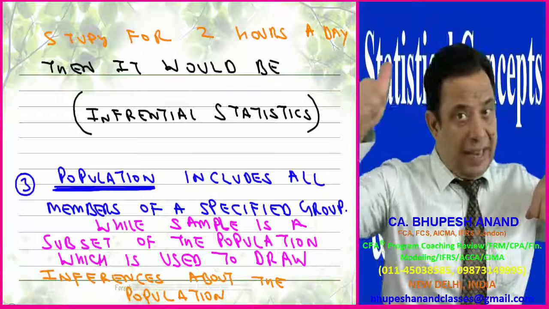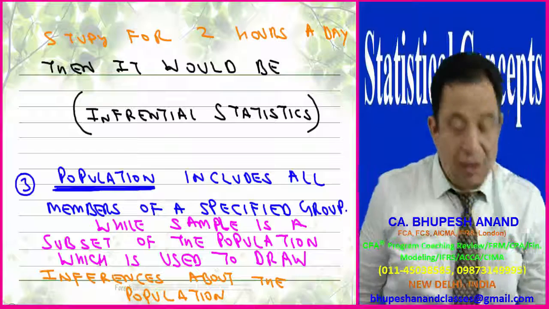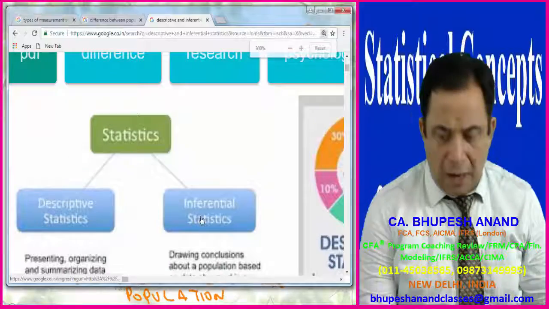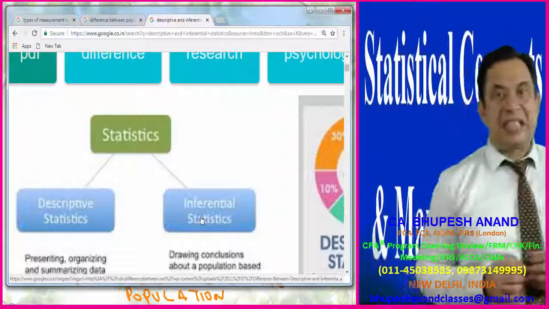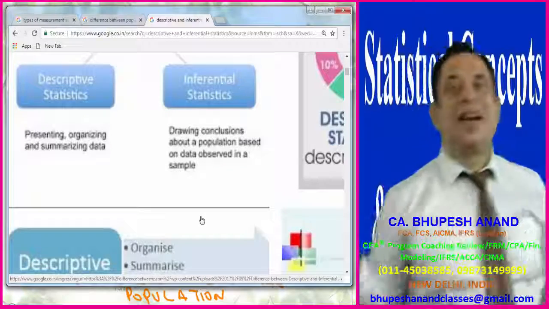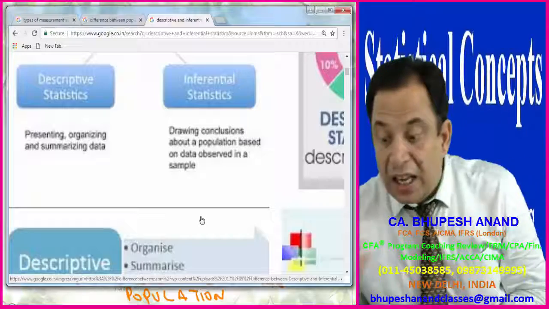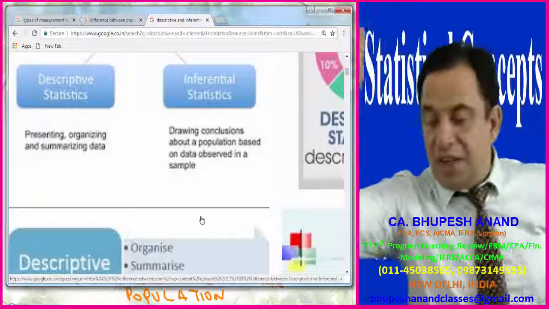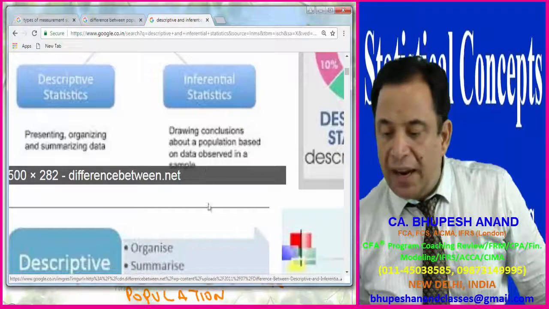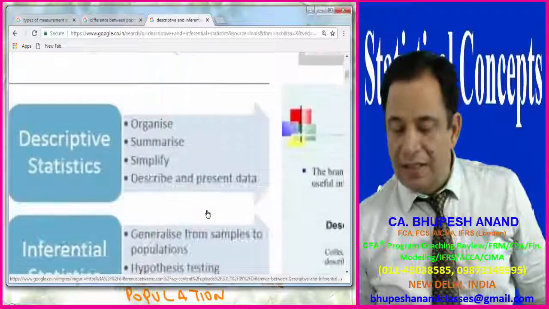So learning outcome A, first point, I have discussed that this is descriptive and this is inferential. Let's see what Google says about the meaning of descriptive statistics and inferential. Descriptive: preparing, organizing and summarizing the data. Inferential: drawing conclusions about a population based on data derived from a sample.